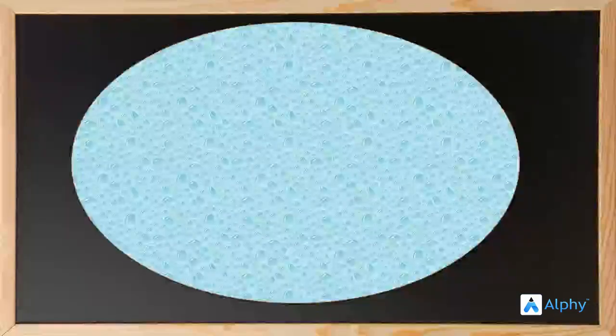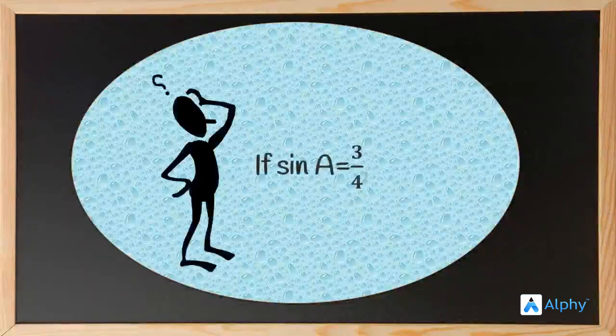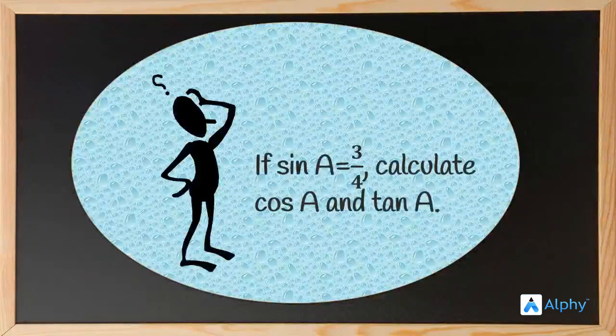In this video, let's discuss yet another fun and interesting question from the Introduction to Trigonometry concept. So guys, the question is, if sin A equals 3 by 4, calculate cos A and tan A. Alright guys, first let's write what is given in the question and what we have to find. It's given sin A equals 3 by 4 and we have to find cos A and tan A. Let's take a look at the solution next.